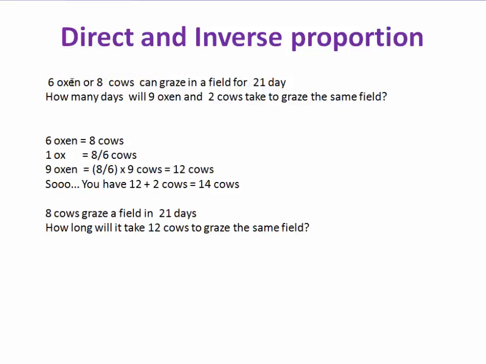Again here, this is a proportion question. So first of all, we've got to work out how to do this. The best way to do this actually is work out what proportion oxen are as cows, and then use the cows to work out how many days this field would take to graze. So here we worked out using proportions, the equivalent of oxen as cows.